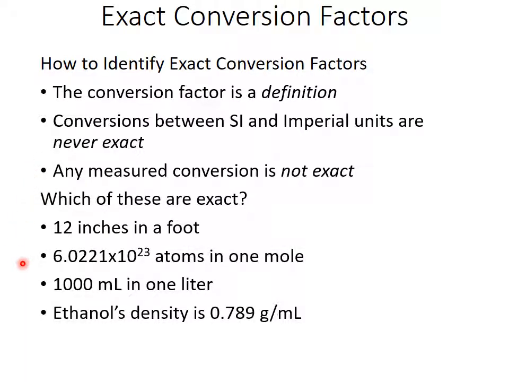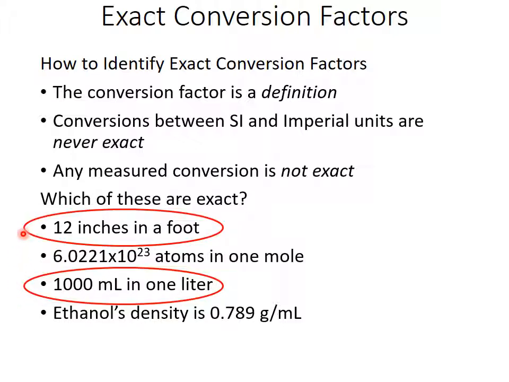So looking at our list of 4 conversion factors again, which of these are exact conversions? It would be the 12 inches in a foot and the 1,000 milliliters in 1 liter. Both of these are definitions. Avogadro's number is a measured value, and so is the density of ethanol. So these are not exact.